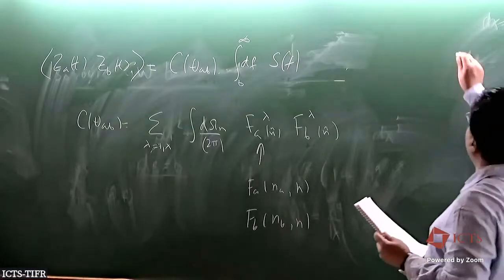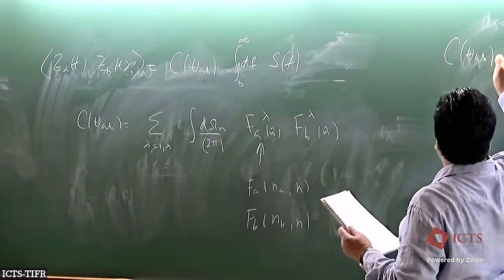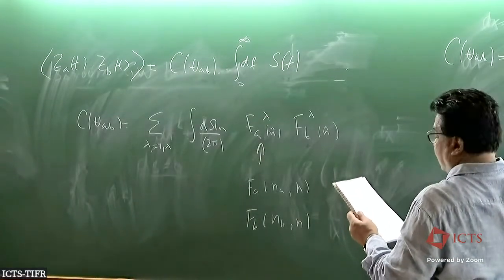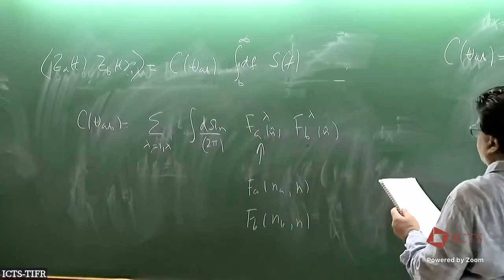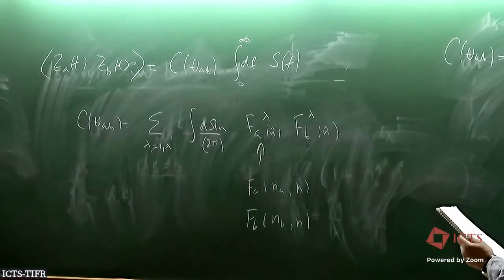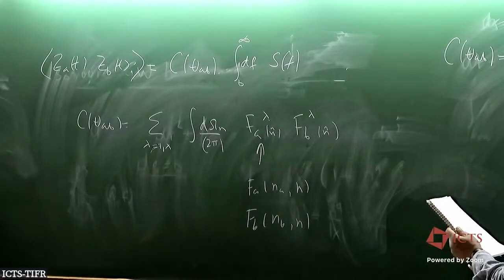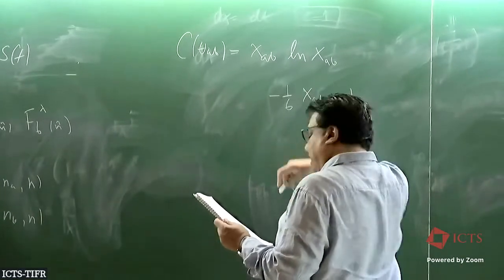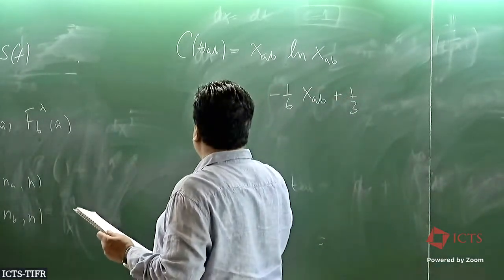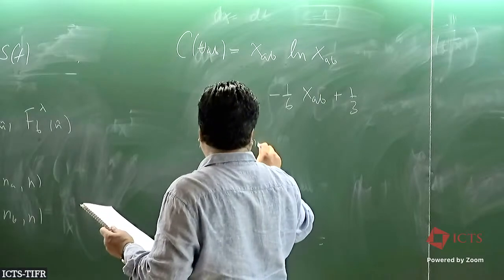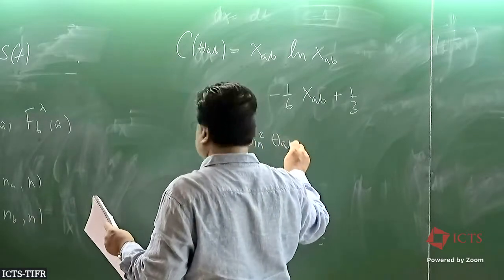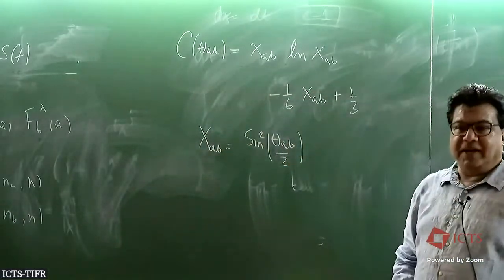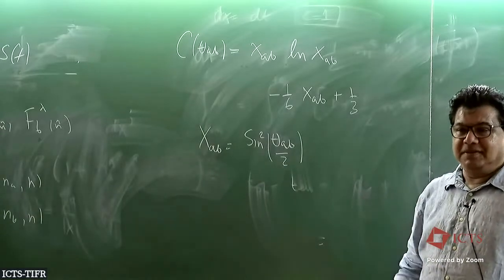So this answer, if you do this, comes out to be theta AB will be x_AB log x_AB minus 1 by 6 x_AB plus 1 by 3, where x_AB is just sine square theta AB by 2. And that is the Hellings-Downs plot that I gave.